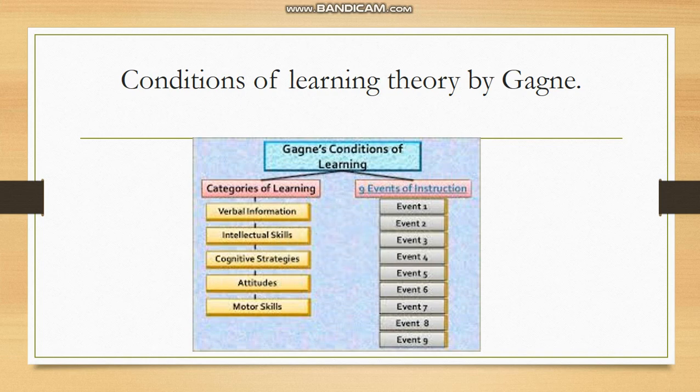And you are familiar again with what we call events of instruction. So you can see these categories that we've just talked about, they go with the 9 events of instruction. I'm sure you recall all the 9 events of instruction by Gagne, and all of them help us to make our lesson plans, and in this case we need to take care of them when we make our presentations or lesson plans.